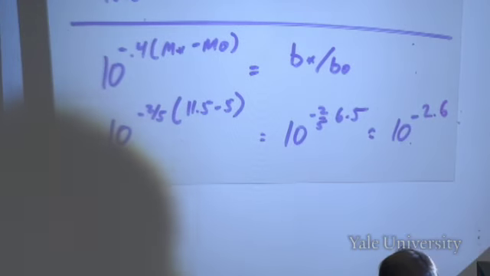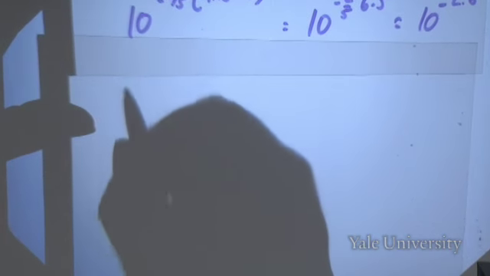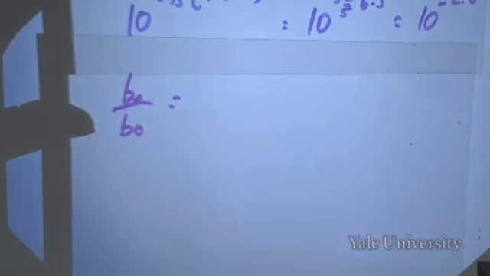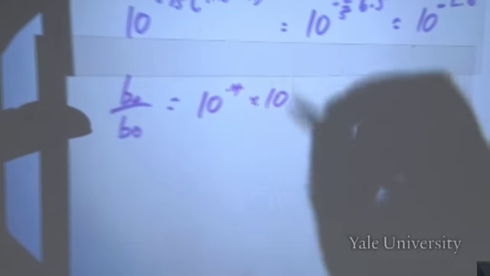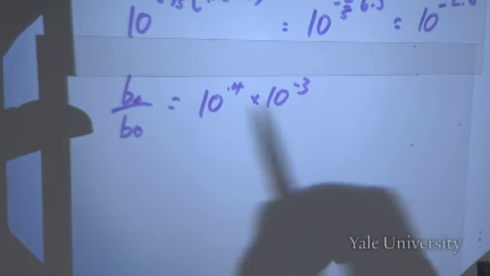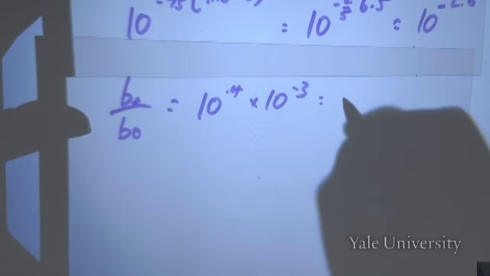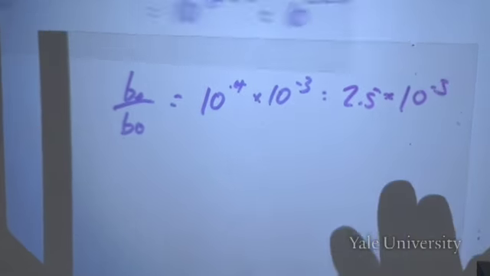You could work it out. And that, in turn, is equal to, remember, this is b star over b sun, brightness of the star over brightness of the sun. That's 10 to the 0.4 times 10 to the minus 3. 3 plus minus 3 plus 0.4 minus 2.6. And that's, I don't know what, 2.5, I'd guess, times 10 to the minus 3. A tiny fraction of the brightness of the sun, less than 1% as bright as the sun.